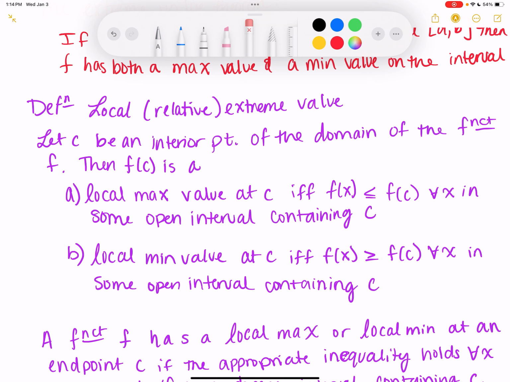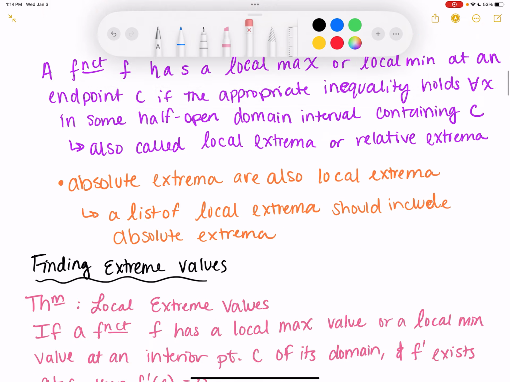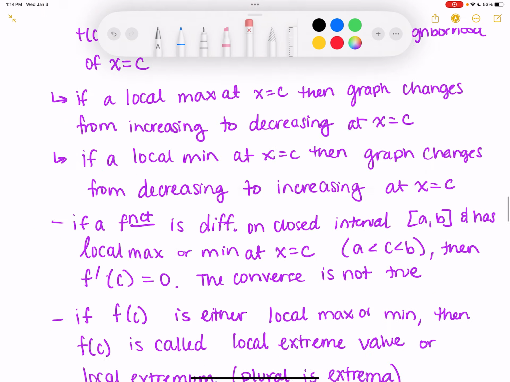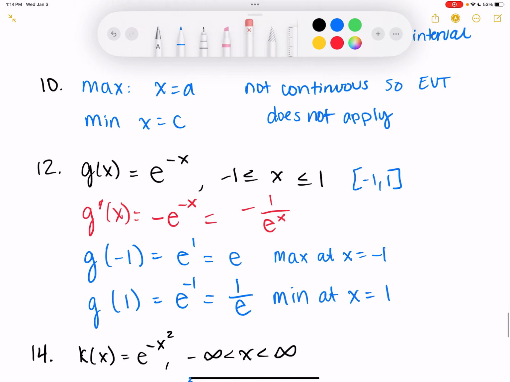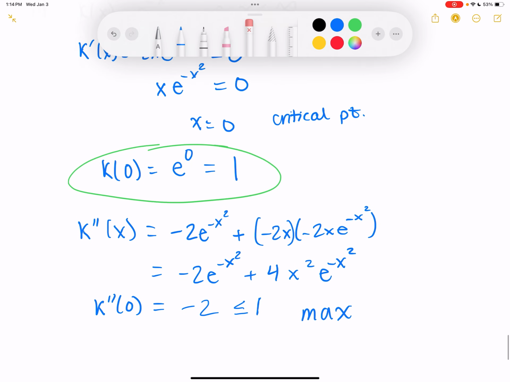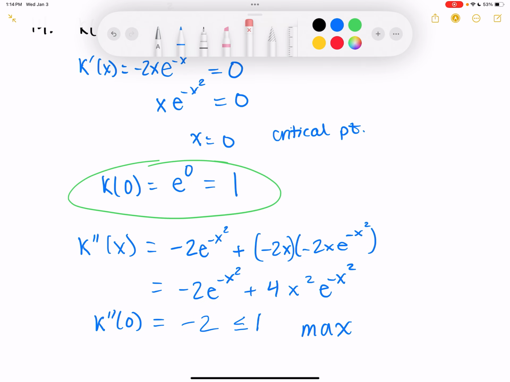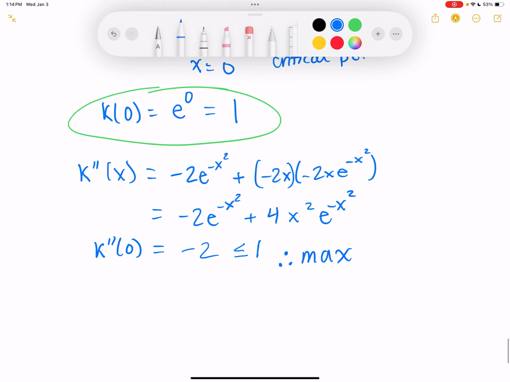This is a different version, but we're using the second derivative test to figure this out. If the second derivative is less than or equal to the value, then it's a max. If it's greater than or equal to, it's a min. Zero, oh, because 0 squared. So that means, therefore it's a max. So we officially have a max.